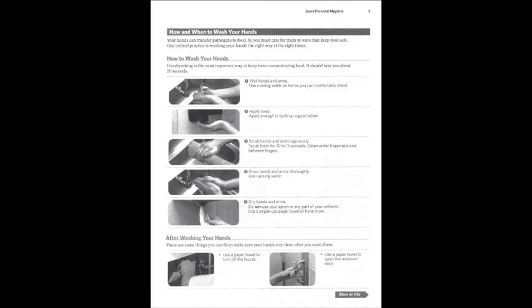2. Apply soap. Apply enough to build up a good lather. 3. Scrub hands and arms vigorously. Scrub them for 10 to 15 seconds. Clean under fingernails and between fingers. 4. Rinse hands and arms thoroughly. Use running water. 5. Dry hands and arms. Do not use your apron or any part of your uniform. Use a single-use paper towel or hand dryer.